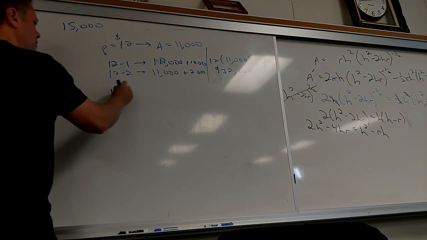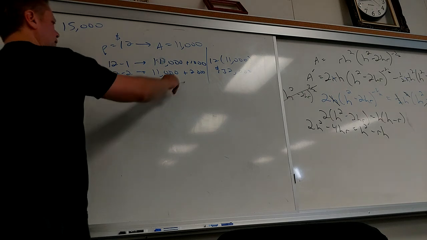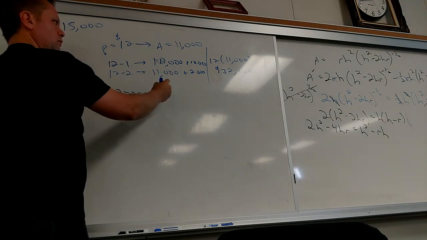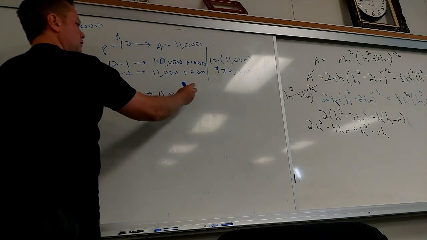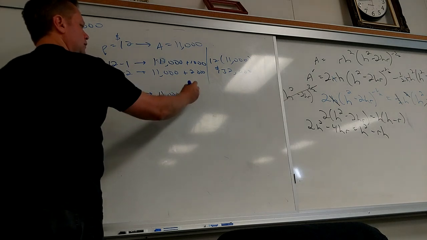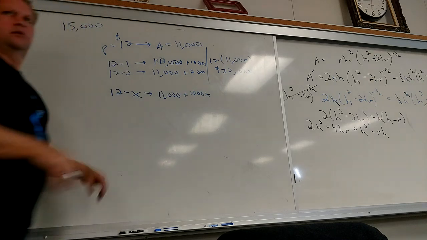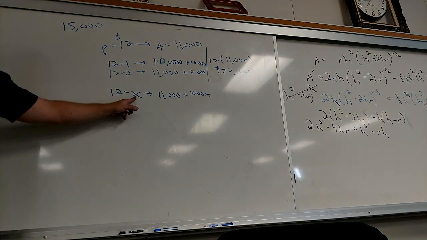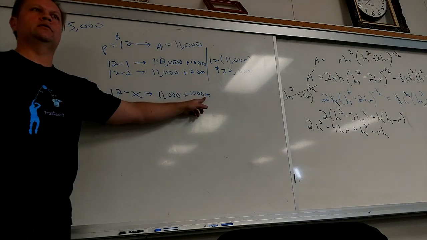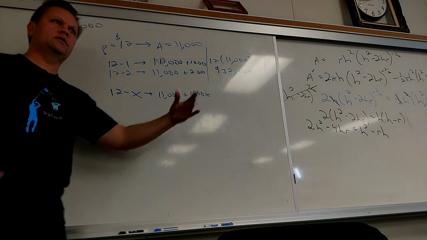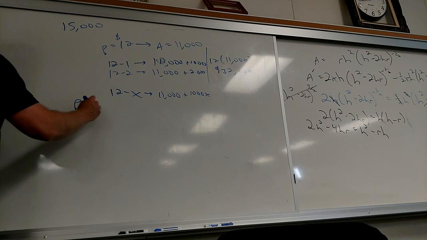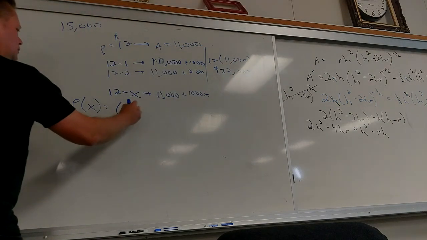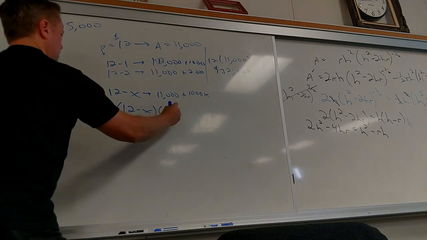So for 12 minus x, what will the attendance do? 11,000 plus 1,000x. So every dollar this goes down, this goes up by 1,000. So what's the profit based on x? It's going to be the same thing we did over here. It's going to be the ticket price times how many tickets I'll sell.